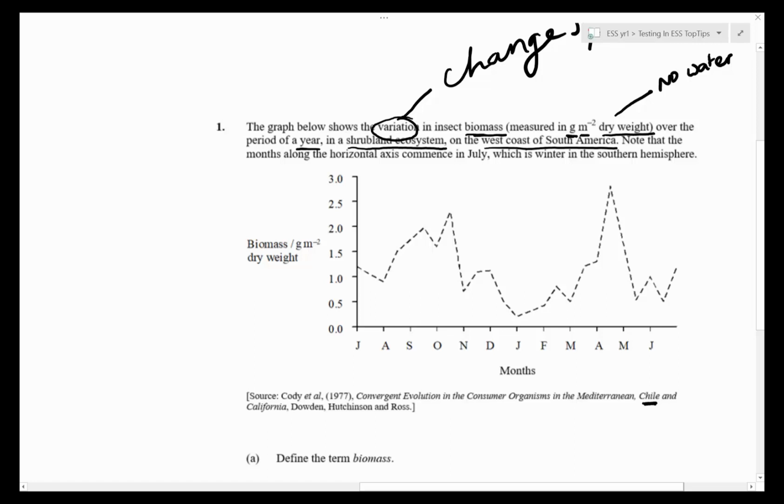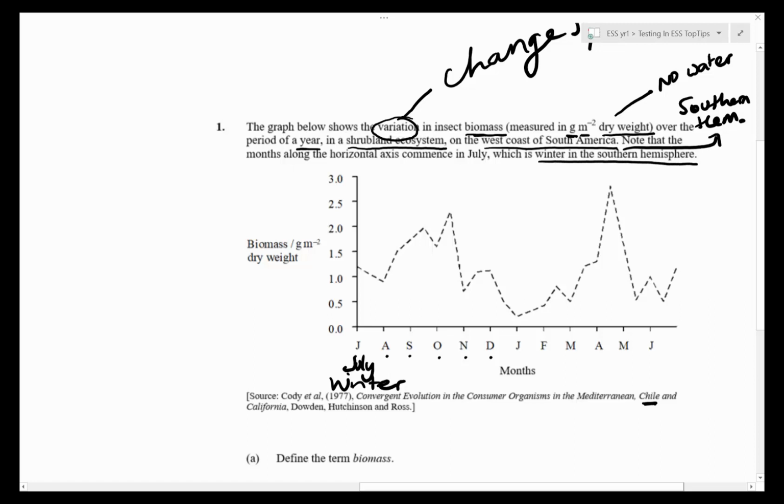And note that the months along the horizontal axis commence in July. So this is July, and we've got August, September, October, November, December. Now it says South America, so South America, remember, is southern hemisphere. I'm just going to say hem there. So that means that in July, this is winter. Okay? And it even tells us that. We don't even have to think about that.